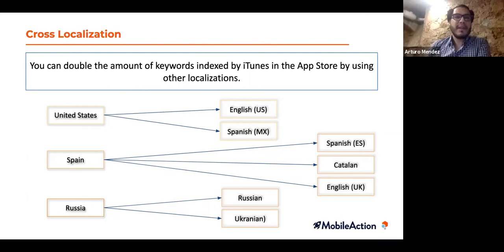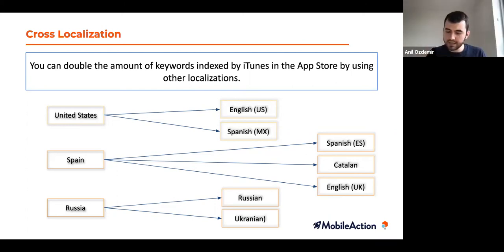Well, we have done some tests a couple of months ago, and it is still like this. The bug exists: if you fill the 30 characters, the last word doesn't get indexed. So you need to fill only up to 29 or 28 characters. It really reduces the space where you can target keywords in the App Store. So cross localization is a really important tool that we can utilize to further enhance and index keywords.